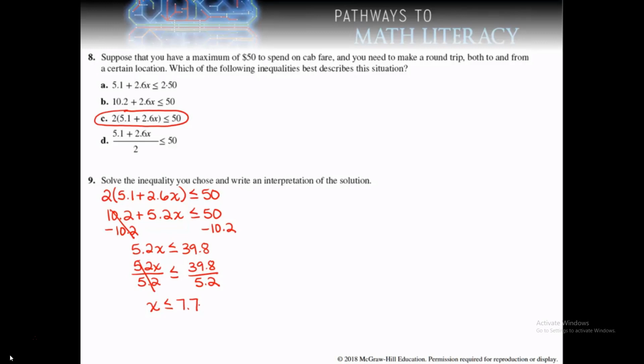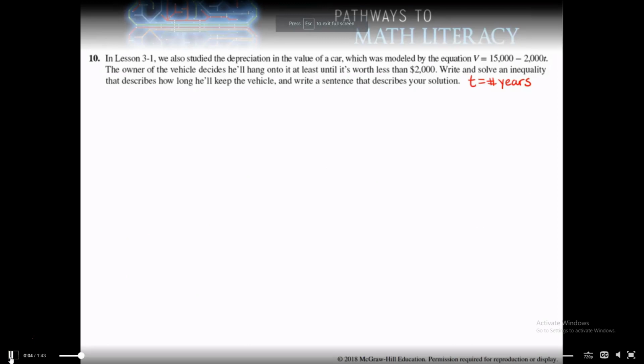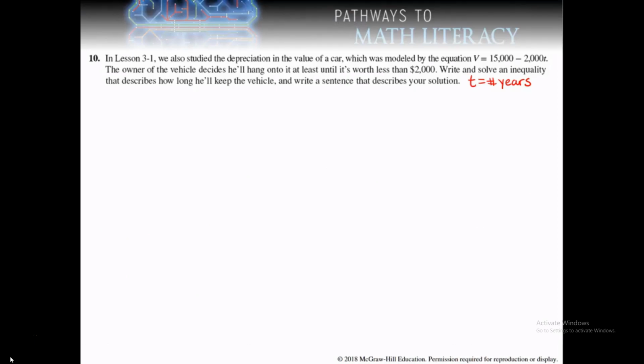In lesson 3.1, we had another formula that we worked with that talked about the depreciation in value of a car, and that equation was V equals 15,000 minus 2,000t, and in this case t was the number of years since the car was purchased. So this owner has decided that he'll hang on to the car until it's worth less than $2,000. So we're going to write an inequality to describe that.